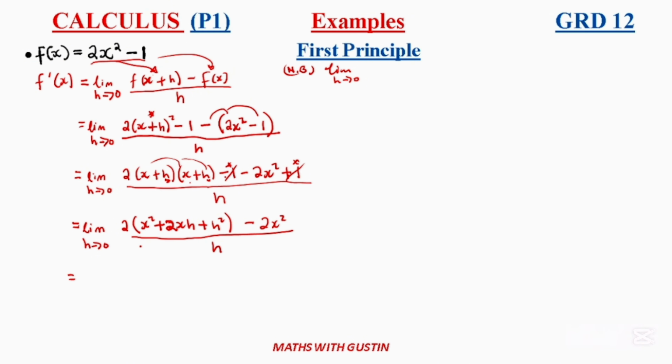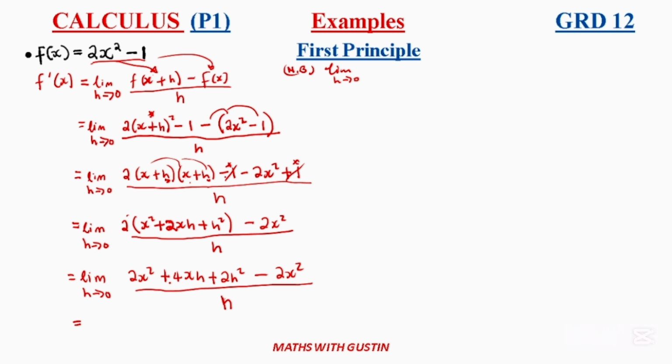Okay, then we're going to multiply throughout by the 2 because we can see that it's outside the bracket. So 2 times 2x squared, 2 times 2 is going to give us plus 4xh. 2 times h squared is going to be positive 2h squared, therefore minus 2x squared all over h.